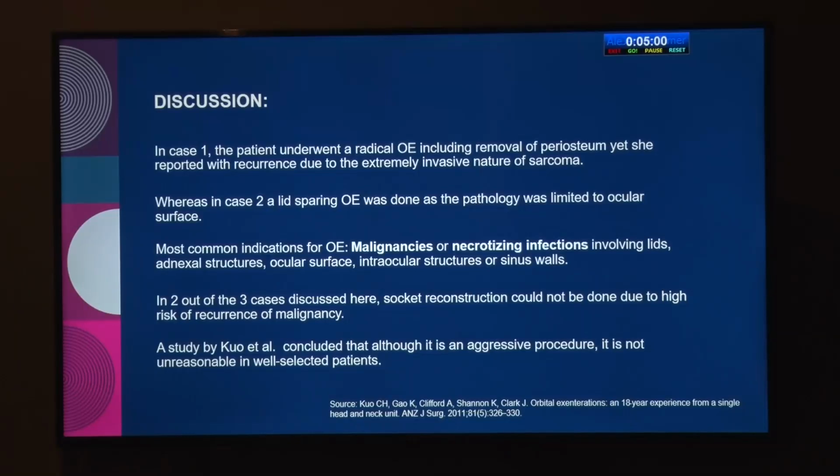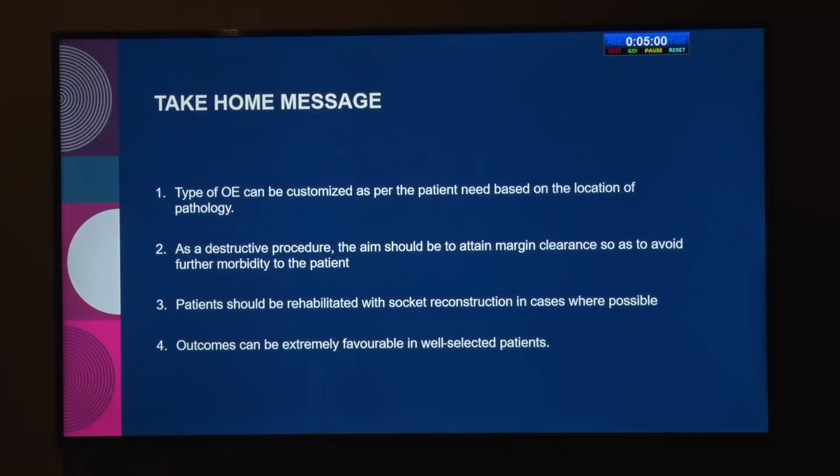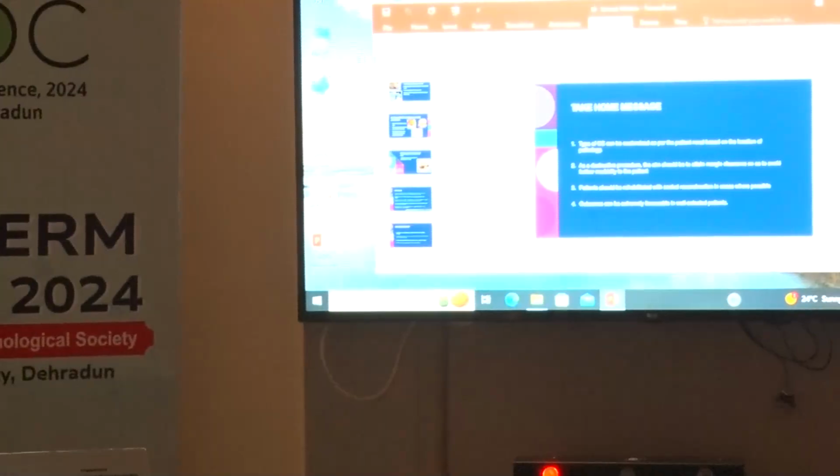Concluded that although it is an aggressive procedure, it is not unreasonable in well-selected patients. So our take-home message is that the type of orbital exenteration can be customized as per the patient need based on the location of pathology. As a destructive procedure, the aim should be to attain margin clearance so as to avoid further morbidity to the patient. Patient should be rehabilitated with socket reconstruction in cases where possible, and outcomes can be extremely favorable in well-selected patients. Thank you.